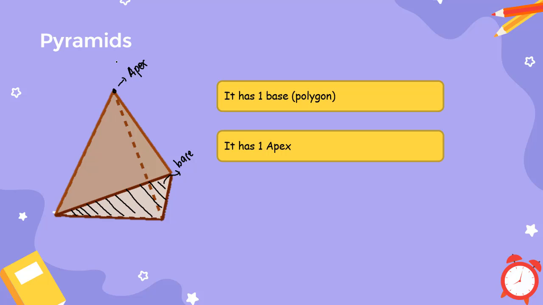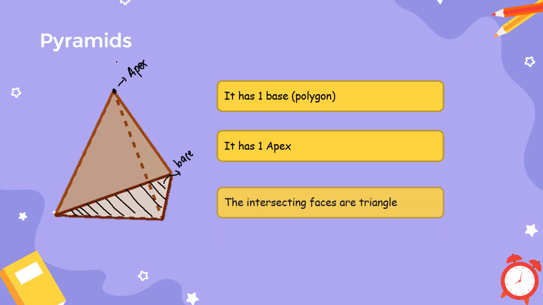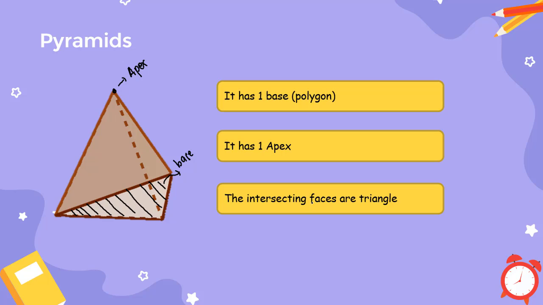And the last one, the intersecting faces are triangles. So from this picture we can find three faces, or we can call them the straight faces. The front, the right, and also the left face.